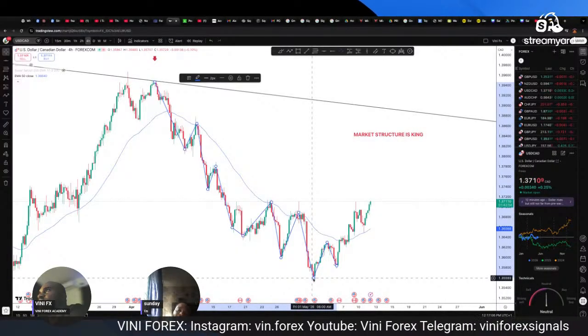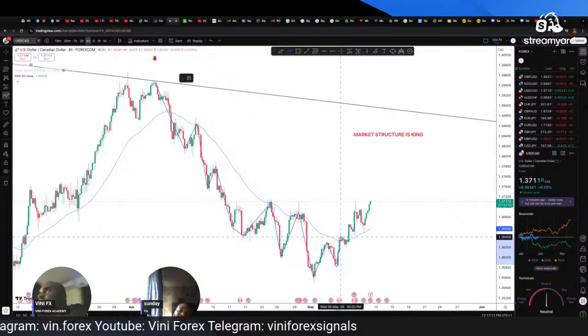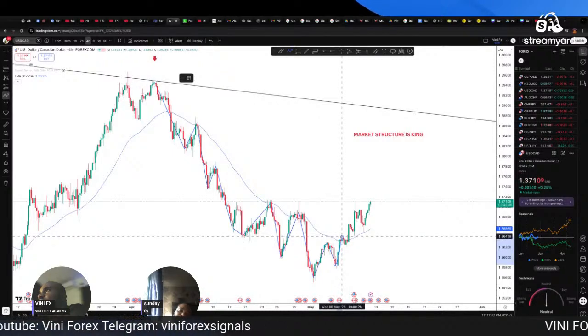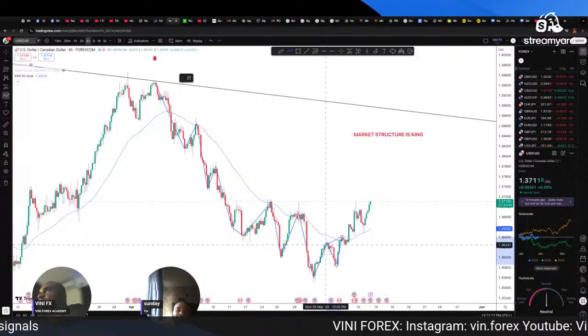Because this low is now higher than this last one. And after this higher low, it gave you a higher high, because this high is now higher than this last high.